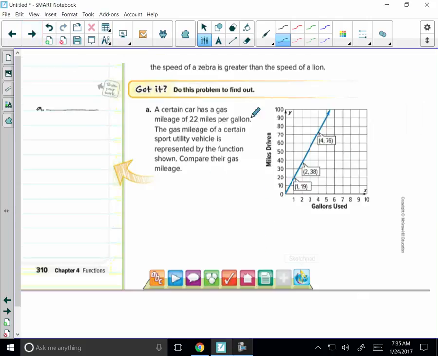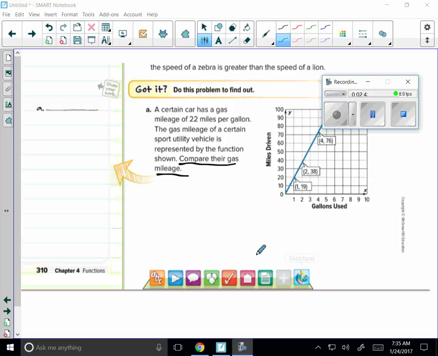All right, let's do this example together. So we have a car that gets 22 miles per gallon on one car, and then we have a sports utility vehicle like an SUV over here on the graph. So if we want to compare their gas mileage, right here that tells me I need to find the constant rate of change or the slope from here.